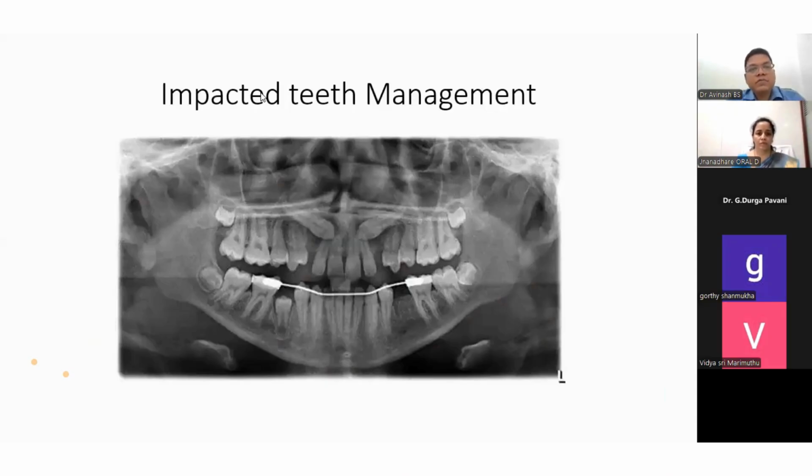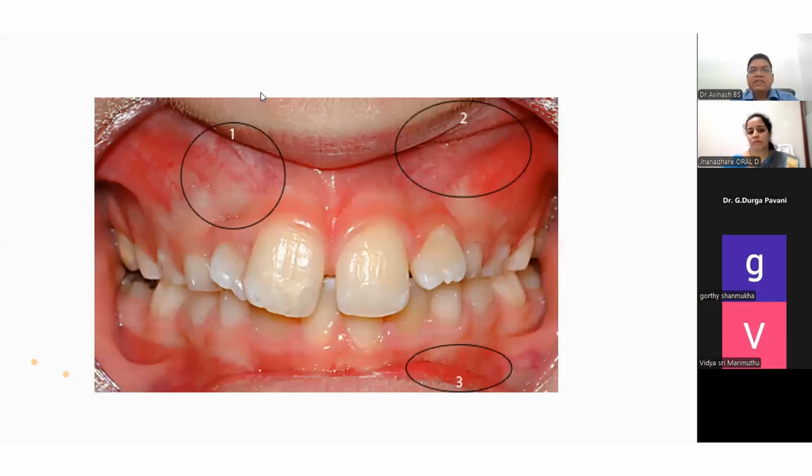And also coming to impacted tooth management. In the starting stage of my presentation, I did mention keratinized gingiva is important. So when you are treating an orthodontically impacted tooth, let's say in this slide, there are two teeth which are impacted. In case you have to bring them into position, we need to preserve this keratinized gingiva. There might be many techniques to expose this impacted tooth and get it into position.